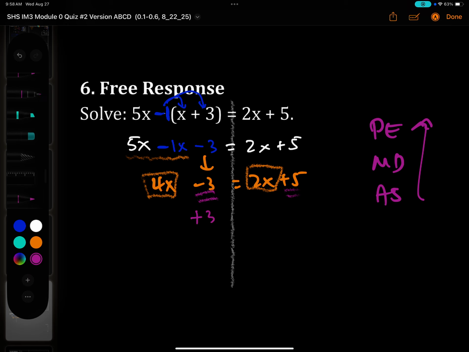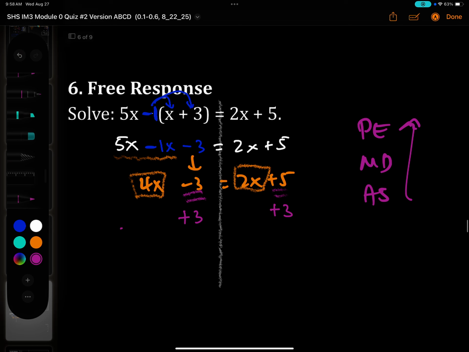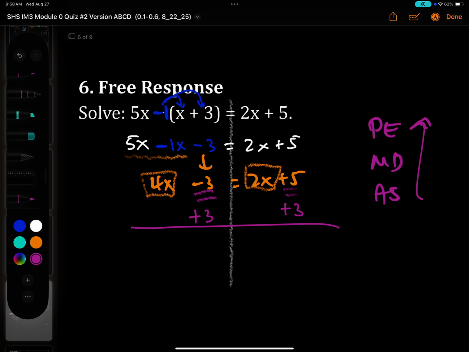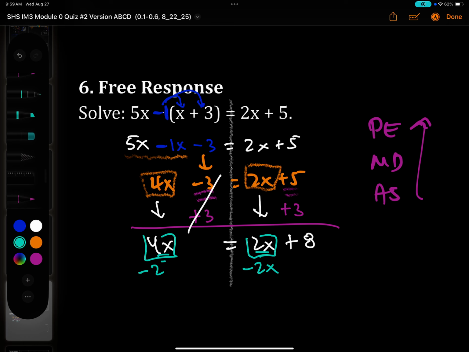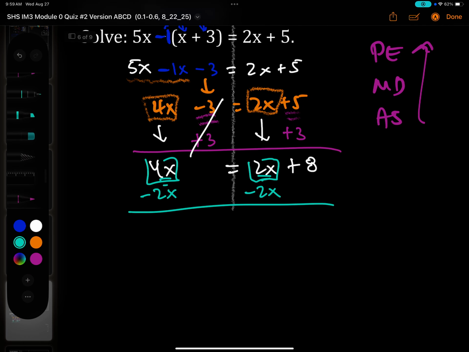I add 3 to both sides, both under constants. Those are the ones that don't have x. So I have 4x equals 2x, and that becomes an 8. These are like terms. I see 2x, so now pay attention. I'm going to subtract 2x. Remember, it's like a chunk. So then subtract 2x. So I have 2x equals 8.